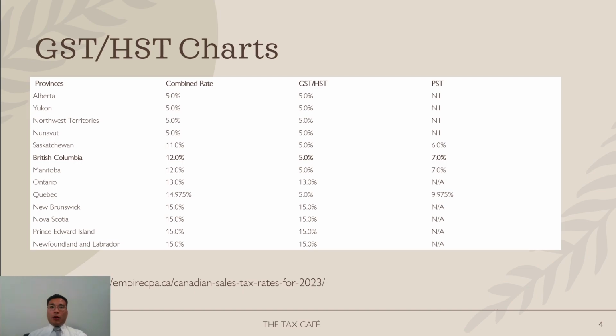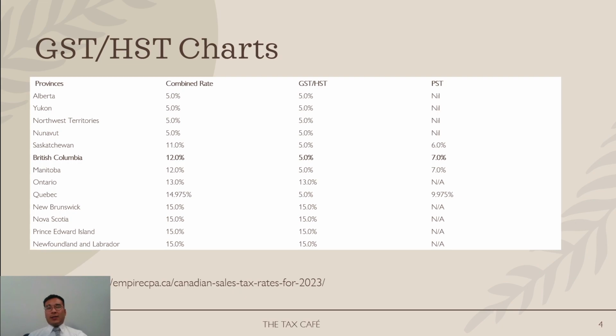This chart shows different tax rates, right? It could be GST, could be HST, which is the harmonized sales tax, right? For HST, there is no PST, right? But if there is only GST, there could be additional provincial sales taxes. So there could be either HST alone or GST alone. It could be GST and PST. It depends on where you are located, right?